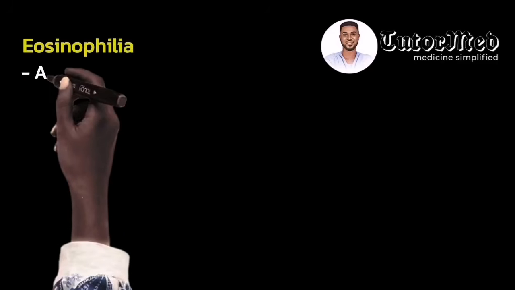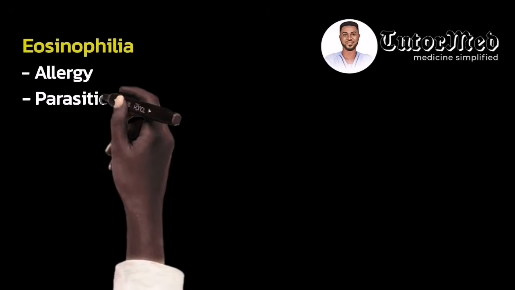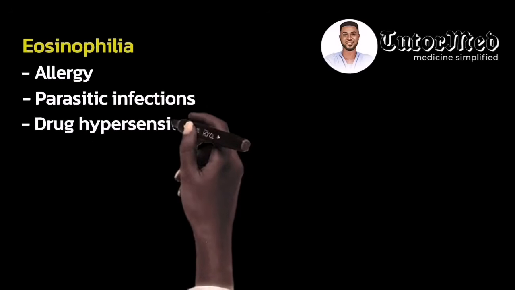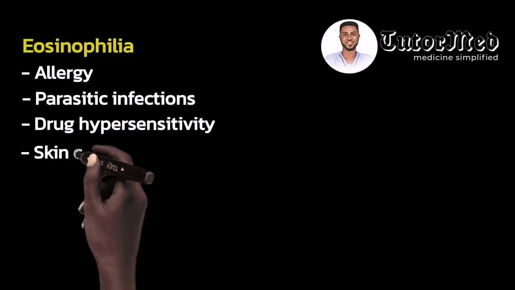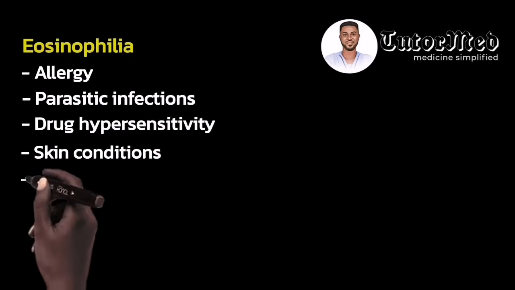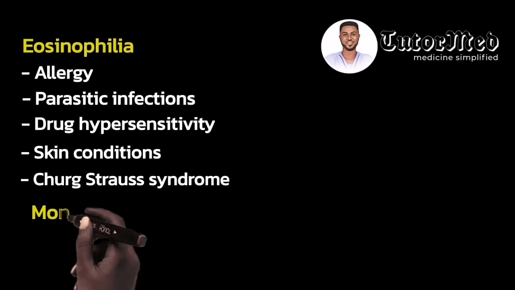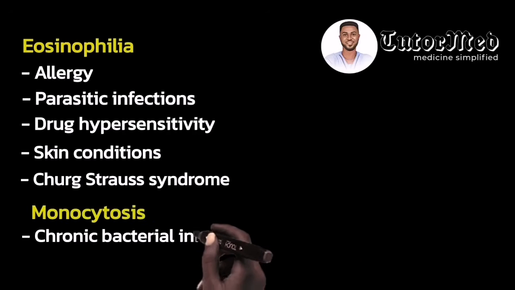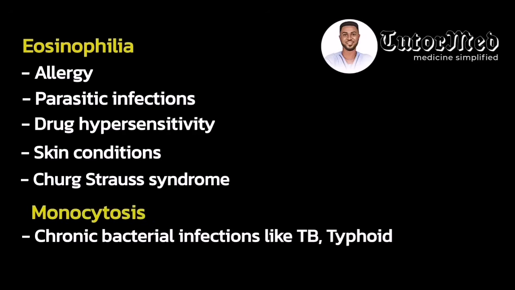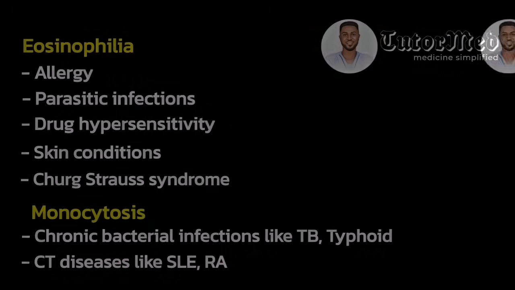Now let's look at some causes of high eosinophil count called eosinophilia. We have allergies, parasitic infections, drug hypersensitivity, some skin conditions, and then a type of vasculitis called Churg-Strauss syndrome. Causes of elevated monocytes or monocytosis, we have chronic bacterial infections like TB, typhoid. We have connective tissue diseases like SLE and rheumatoid arthritis.